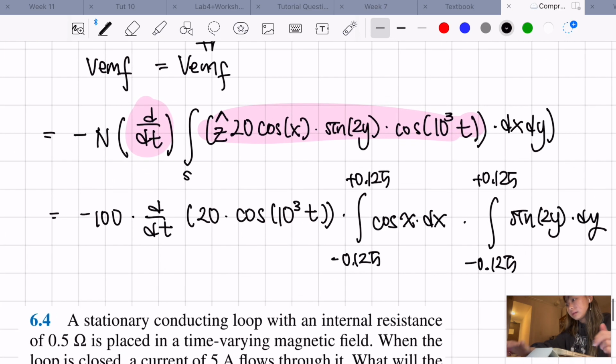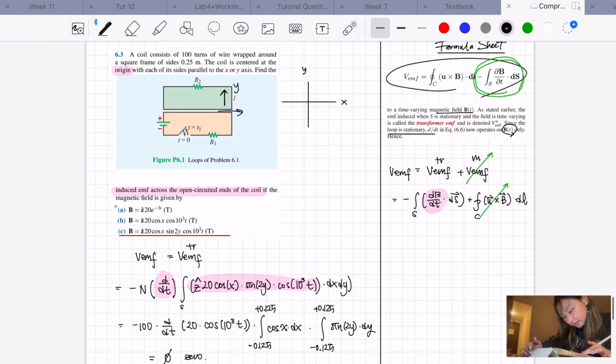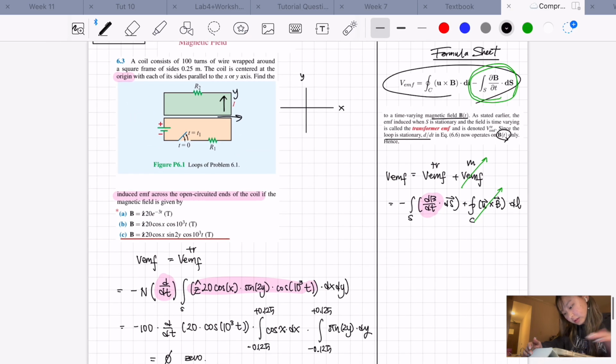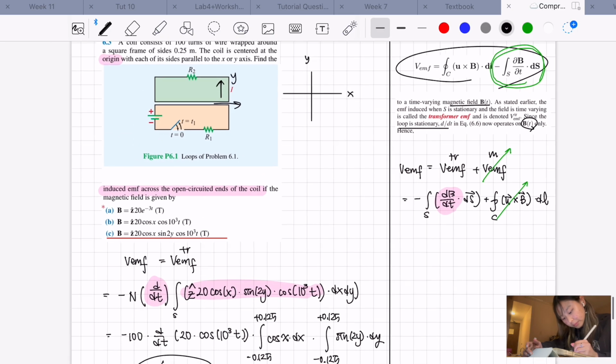And when you calculate this, you will realize that the whole field cancels out and that there is 0 VEMF. So the VEMF across the open circuit ends of the coil would be 0.